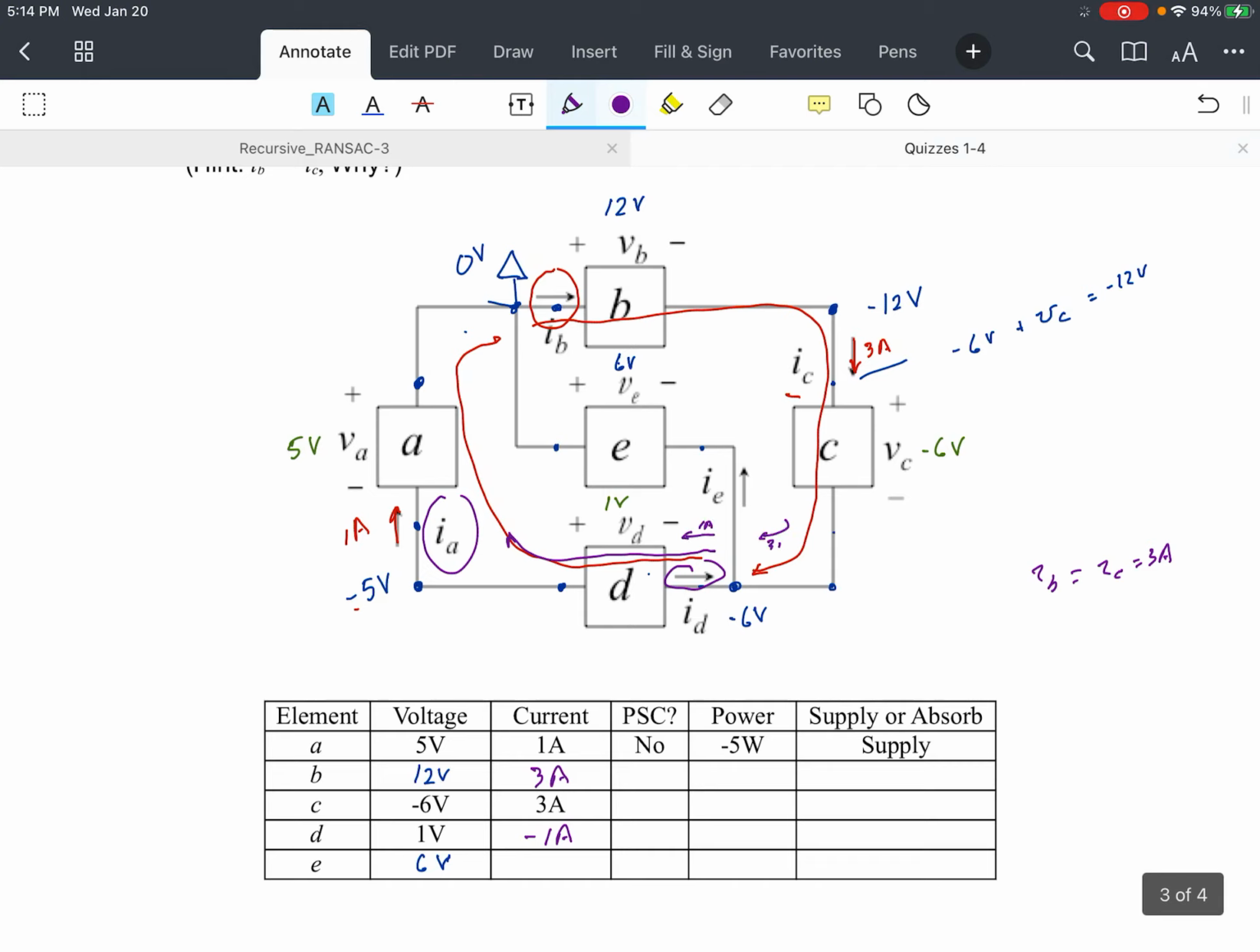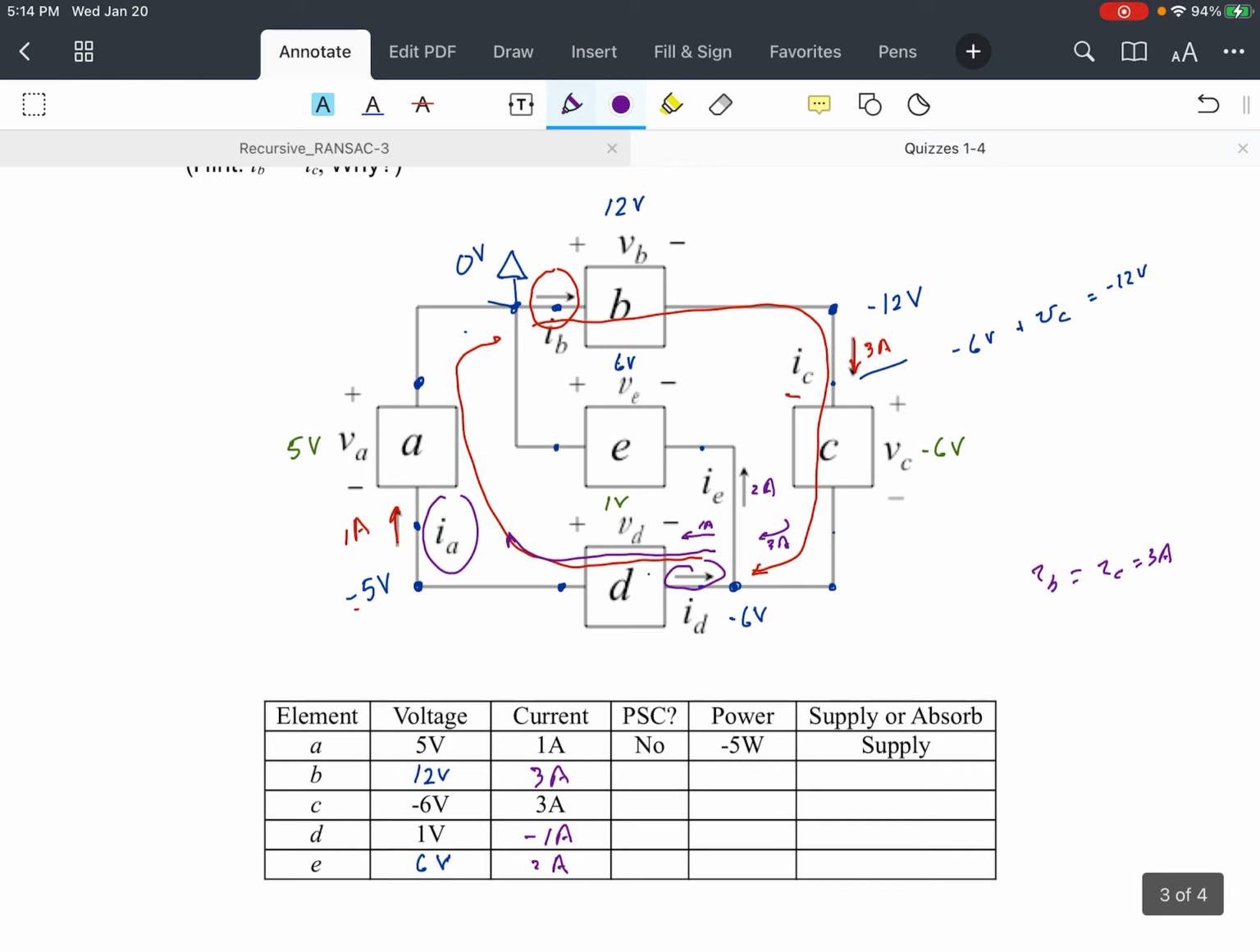We have 3 amps going in that direction. So this has to be 2 amps, so that the amount of current flowing in has to equal the amount of current flowing out. So this IE then would have to be 2 amps.